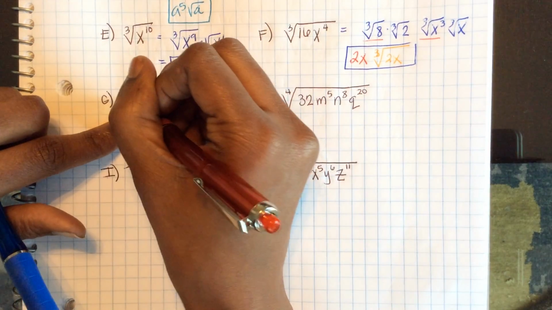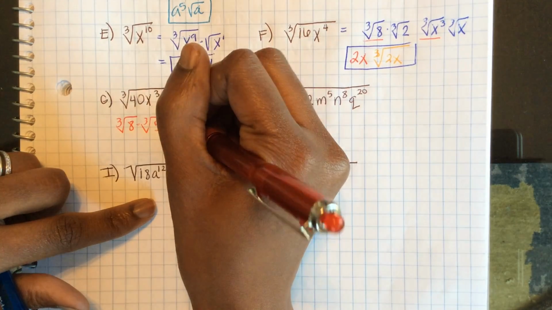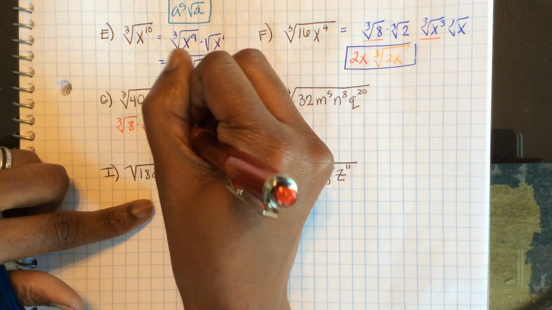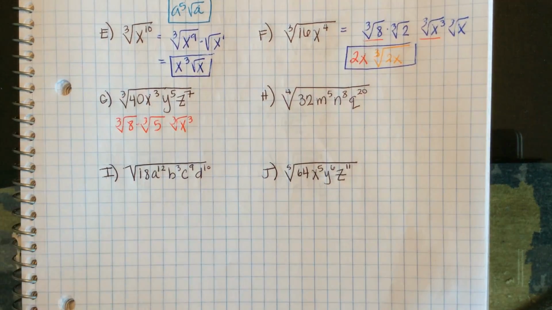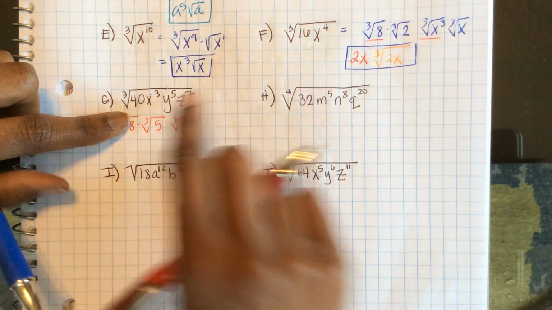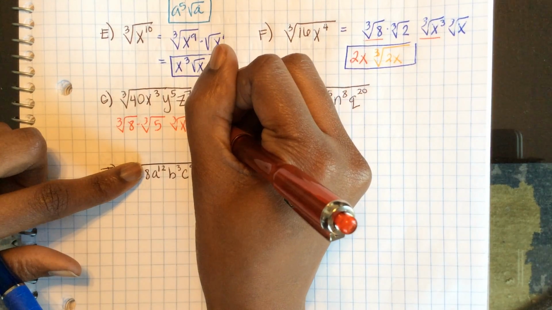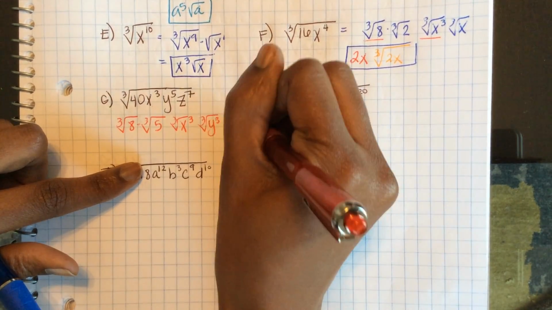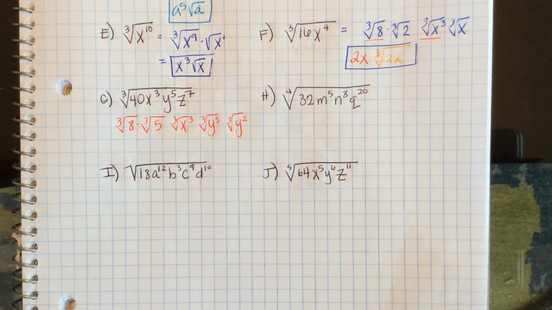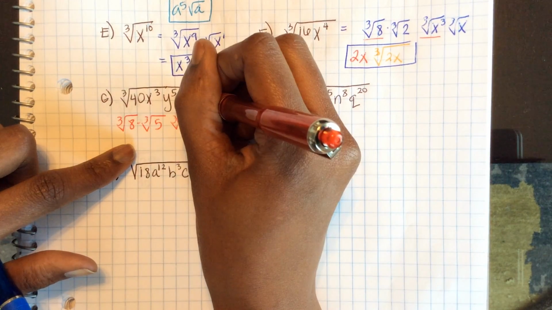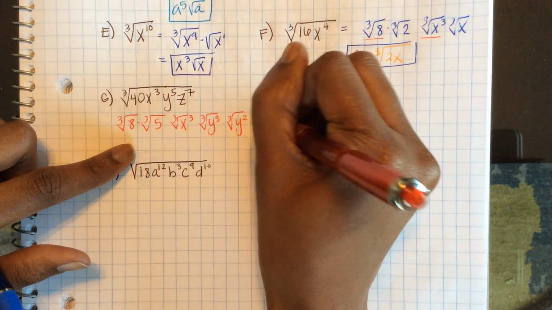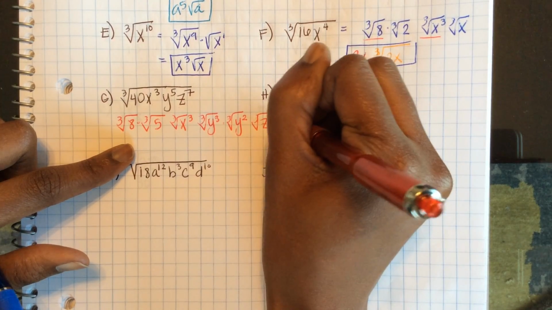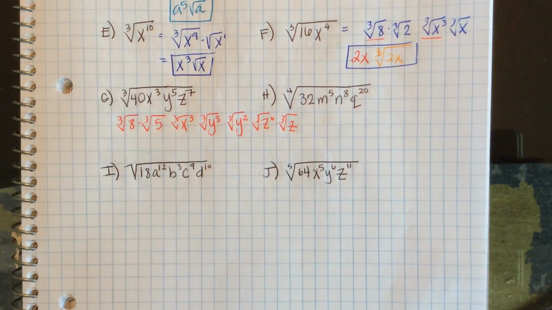Now the cube root of x to the cube is already a third power, so that's cool. Now y to the fifth, I'm going to break that down to be cube root of y cubed times cube root of y squared. Now z to the seventh, that's going to be the cube root of z to the sixth times the cube root of z.